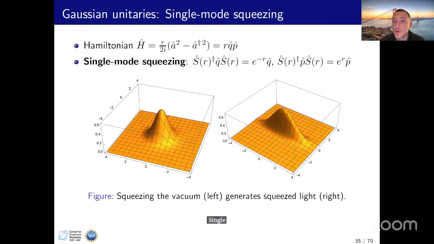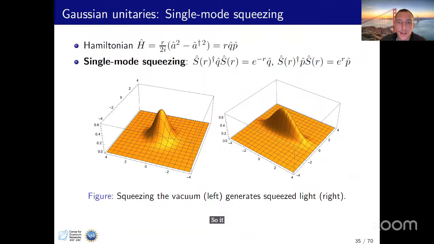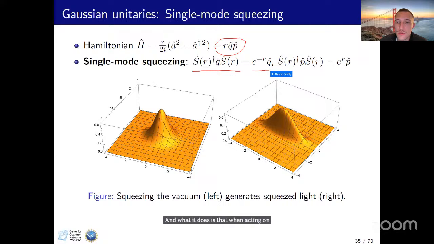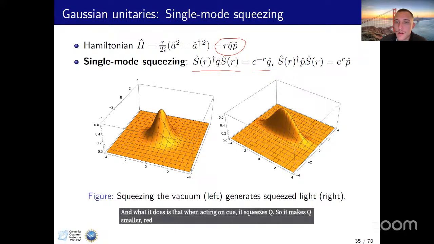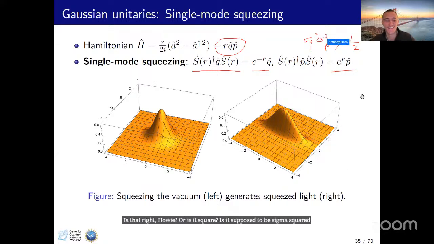Single mode squeezing. There's another important one. Squeezing is something that's used by LIGO to enhance the sensitivity. It has a Hamiltonian of this form, so it's a Q times P sort of deal. What it does is that when acting on Q, it squeezes Q, reducing Q by e to the minus r. But in accordance with the Heisenberg principle, it must amplify P in order to make sigma Q sigma P, what is it? A half? Is that right, Howie? Or is it squared? I don't remember. It's like a half.